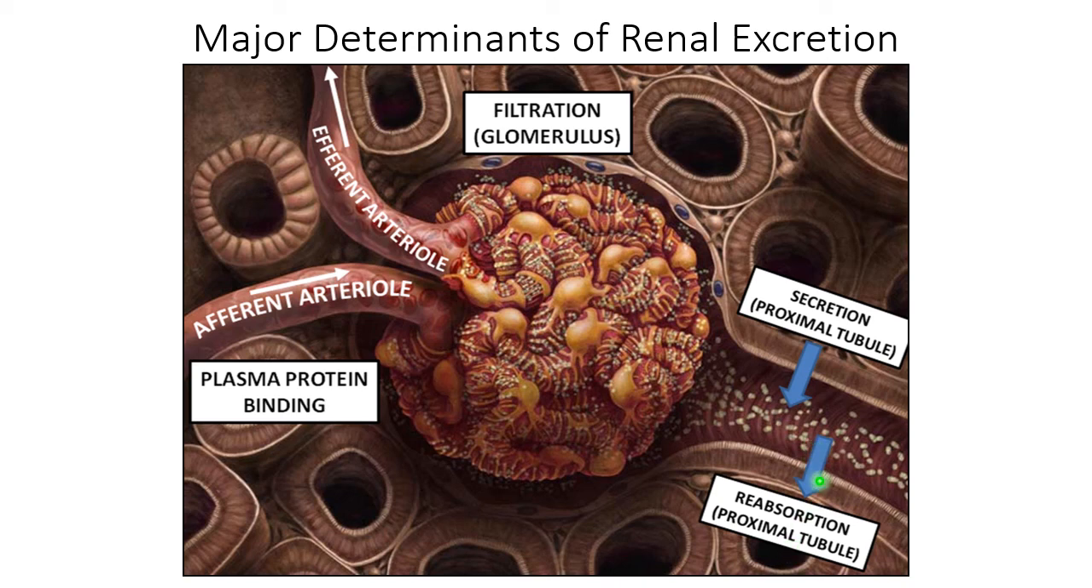So if we want to get rid of something, we want more secretion, less reabsorption. That's how we get it out of the body. And combine that with filtration, we have these two major routes to get something into the urine. Again, that's filtration and secretion.